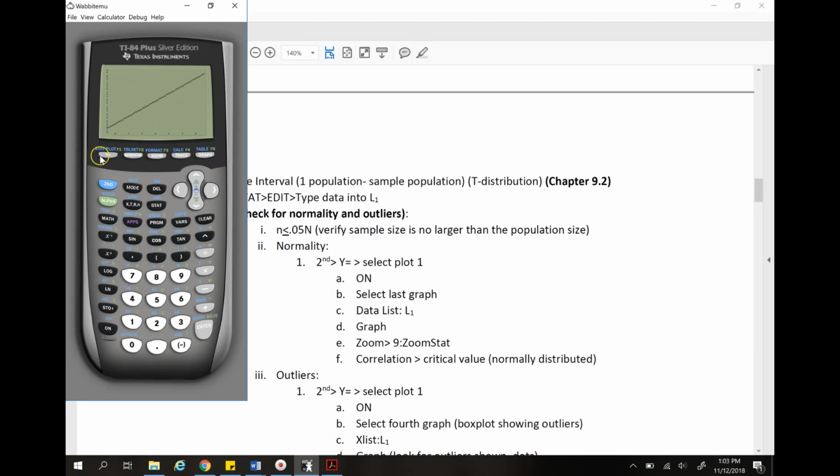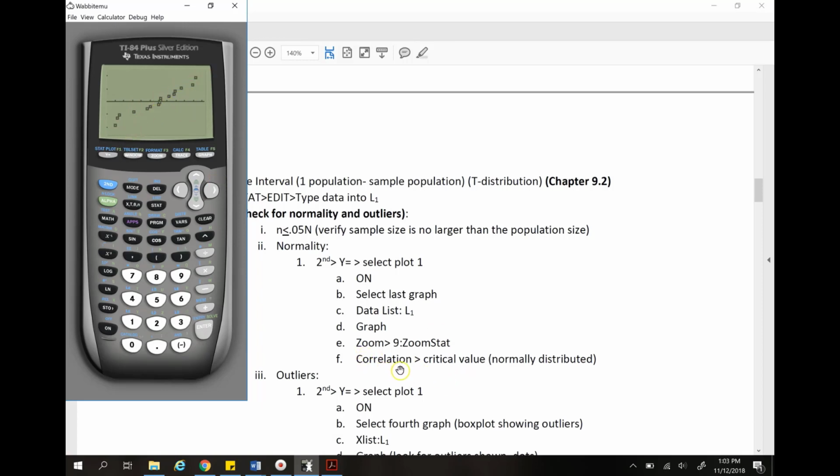It looks like I have a line in there, so let's clear that out. So y equals, clear. Go back to graph. Not seeing anything, so go to zoom, number 9. And that will get you your dots.